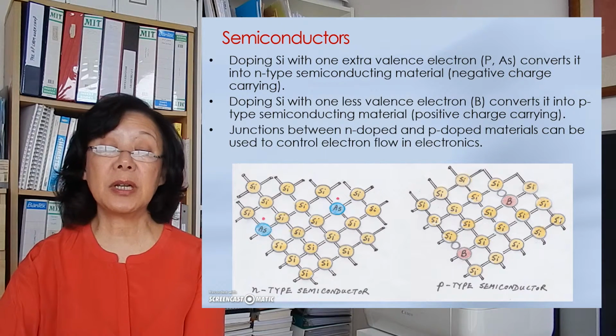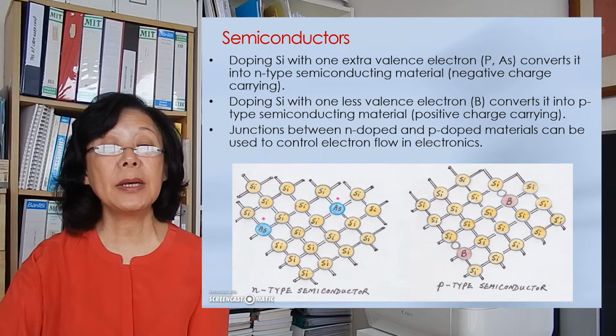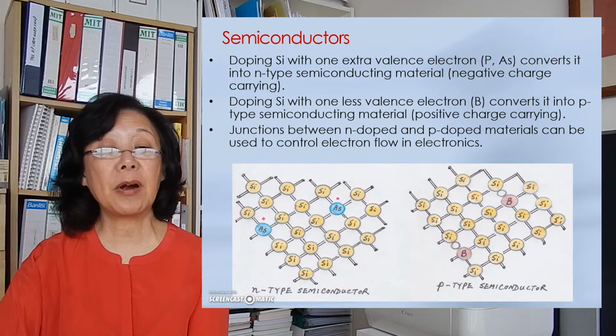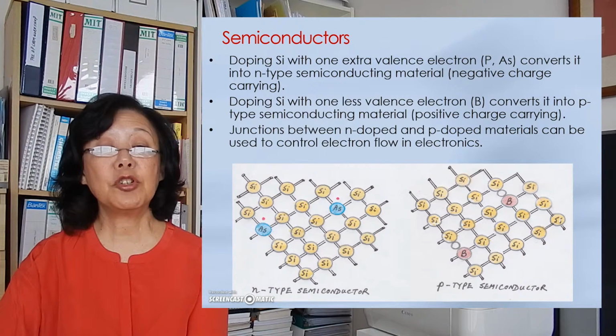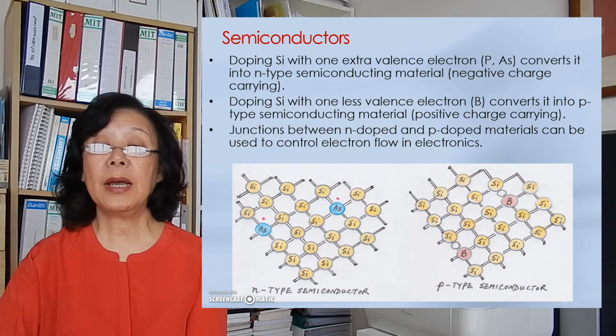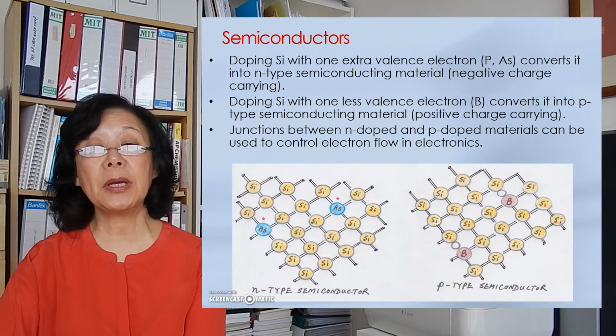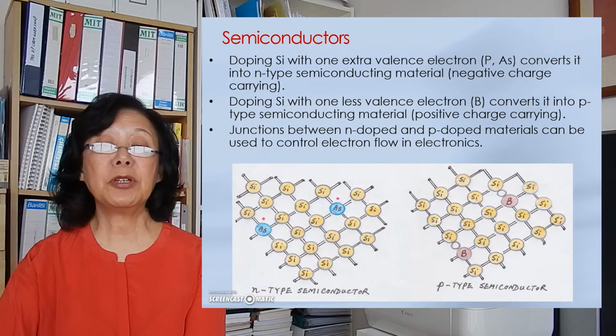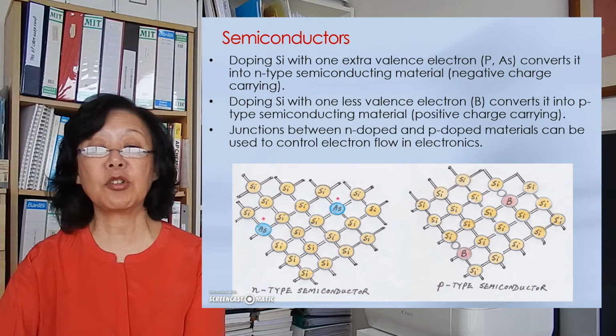As you can see on the left-hand side, we are doping the silicon with arsenic atoms, which have an extra electron. And on the right-hand side, we are doping the silicon material with boron atoms, which have 1 less electron, therefore creating a hole. And when you put these 2 together, it creates electron jumps, which then allows for electron flow in electronics.